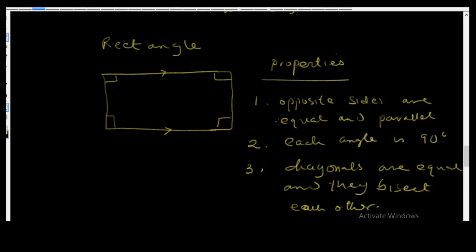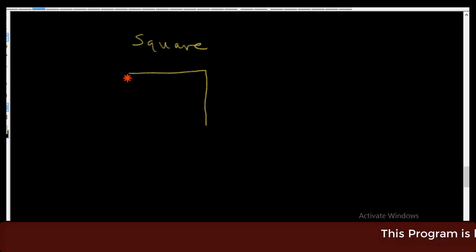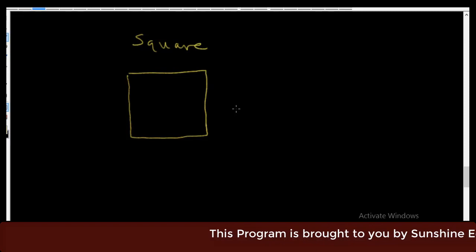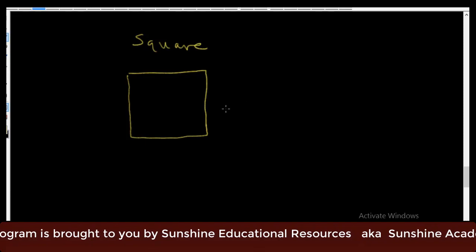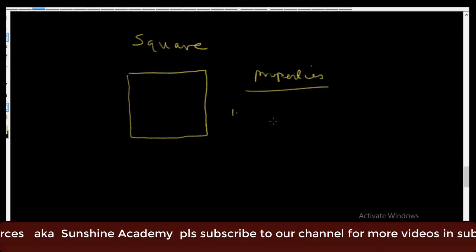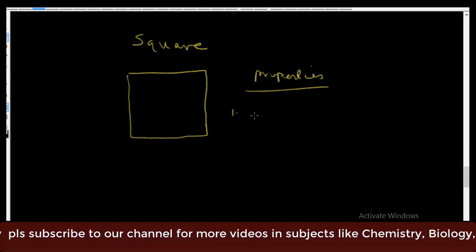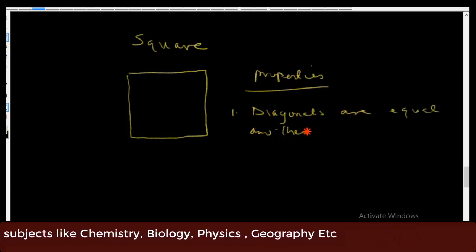Now let's move to another quadrilateral. This time around we have a square. Most of us are familiar with squares, just like I said earlier. Square-shaped objects are found in our homes, in our offices, and all around us. So let's look at the properties of this quadrilateral. Number one, just like a rectangle, diagonals are equal and they bisect each other.